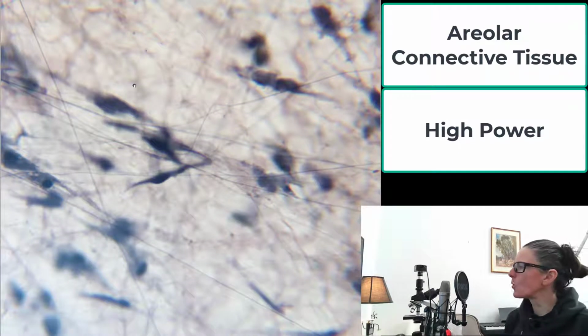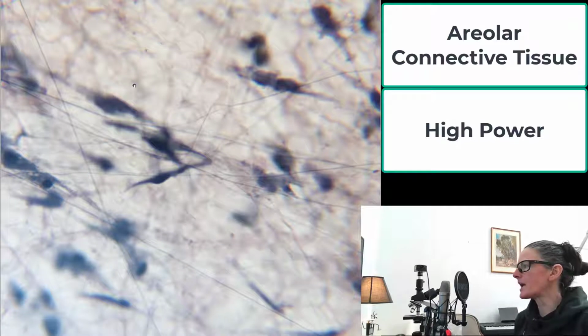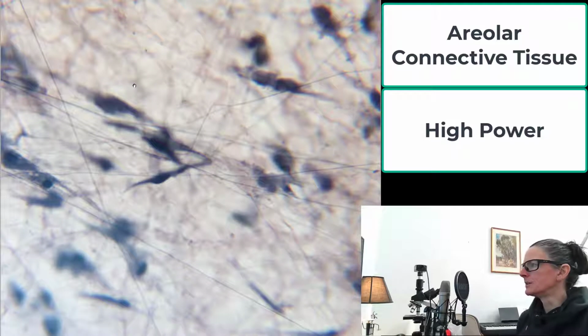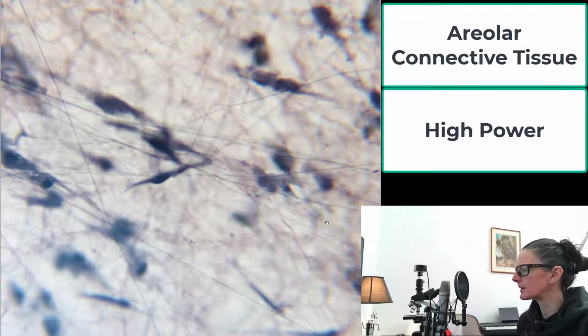Now, one thing to be aware of is that we have different stains that can be applied to this. Sometimes the collagen fibers are not that clear. Sometimes they stain a dark purple, sometimes they stain kind of pink. So what I'm going to try to do is find another example of the areolar connective tissue and see if I can find one that has a slightly different stain to it.